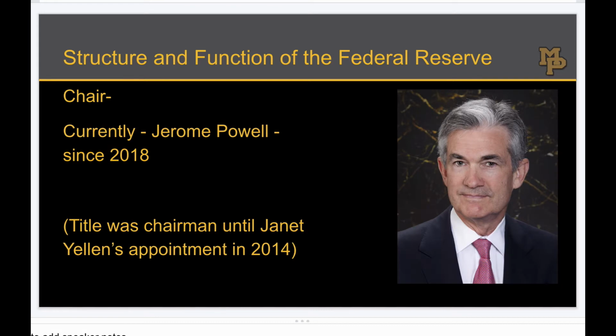All right, the chair of the Federal Reserve is Jerome Powell. He goes by Jay, and he's been the chair since 2018. The title was chairman until Janet Yellen was appointed in 2014. She was the first female chair, and she said, why gender it? So now it's just chair of the Fed.